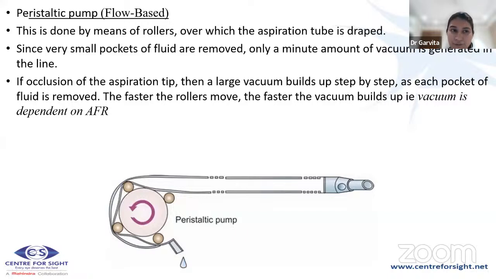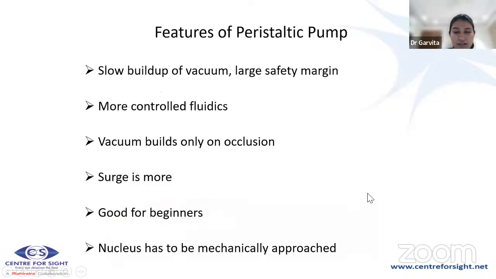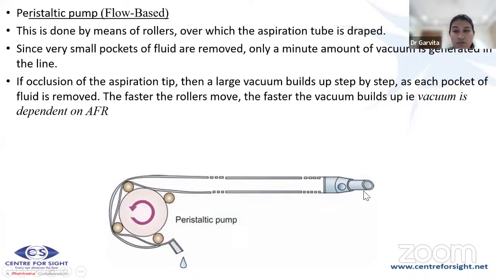So there are various types of pumps available: peristaltic pump, venturi, and diaphragm. The most commonly used are the peristaltic pump and venturi. We'll go into detail of each one of them. Peristaltic pump is a flow-based pump. It works by means of rollers over which the aspiration tube is draped. So in this diagram, as you can see, there is a group of rollers which are rotating, and there is this aspiration line over these which connects to the phaco probe.